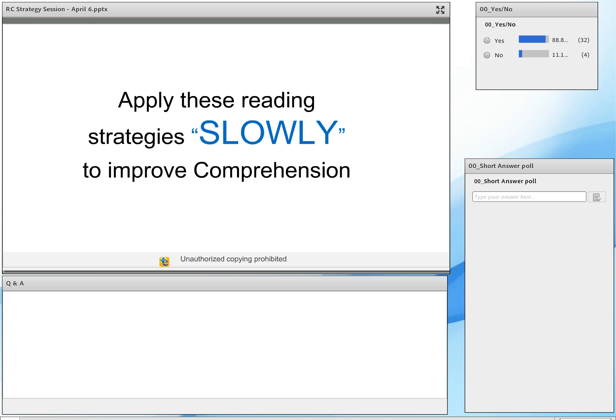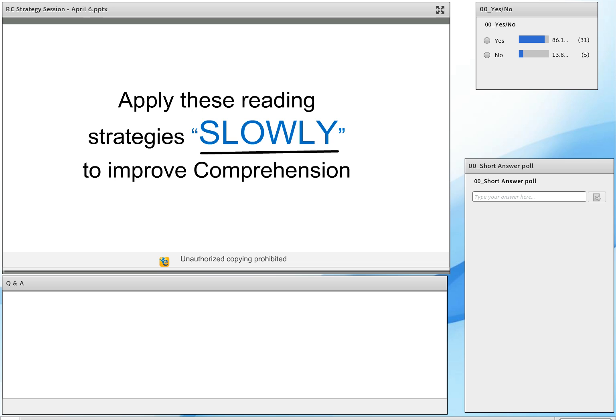So now what we're going to do is apply these strategies slowly to improve comprehension. Yes, you read the word absolutely correctly. I'm talking about applying these strategies slowly. And I'm very sure that all of you would think GMAT is a timed exam. Why is she talking about doing things slowly? You will understand this. Right now, let's just focus on comprehension.